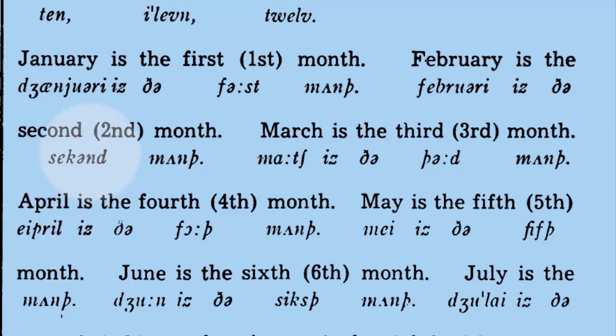February is the second month. March is the third month. April is the fourth month. May is the fifth month. June is the sixth month.